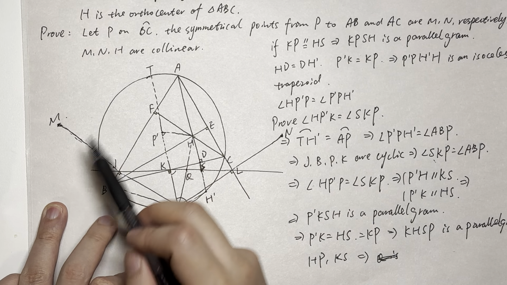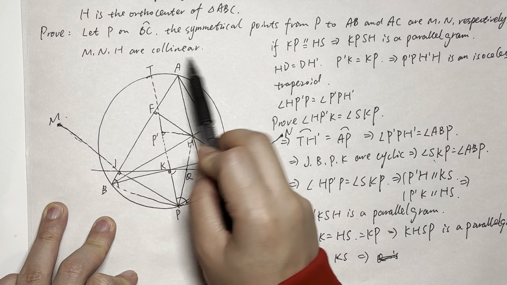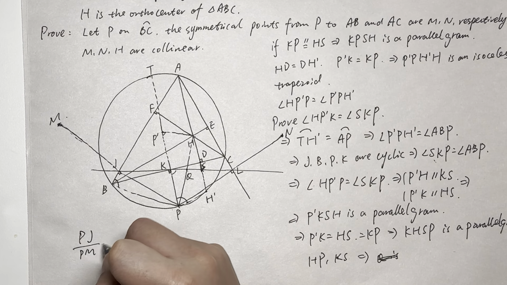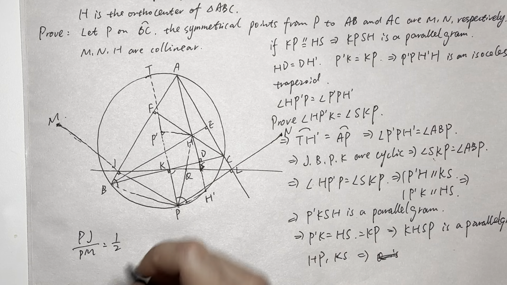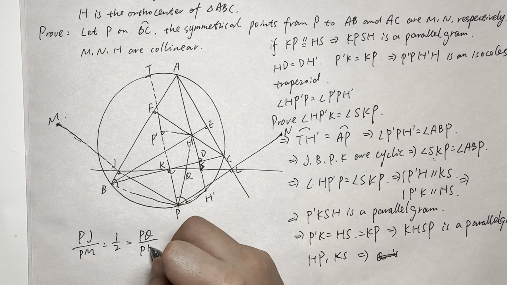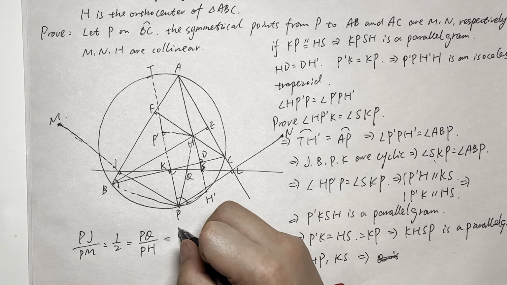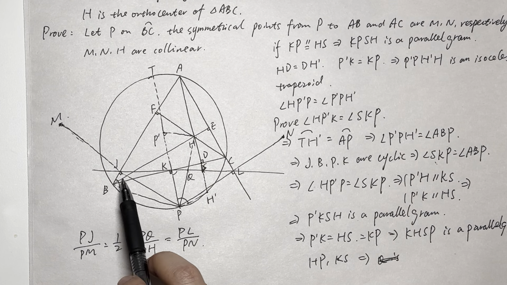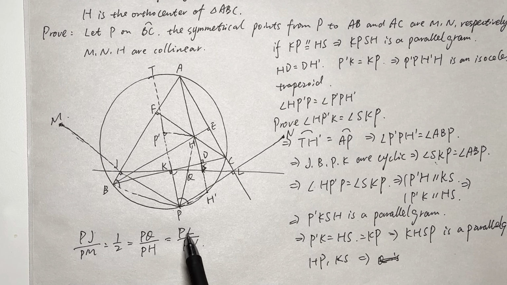We want to prove that M, N, H are collinear. Right? Notice that PJ to PM equals 1 to 2, right? Equals PQ to PH equals PL to PN, right? And we already know that J, Q, L are collinear. So M, H, N are collinear. That's it.